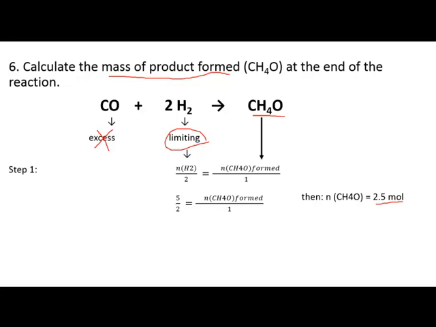So to calculate the mass, we find the molar mass of CH4O. Then we apply the relation mass equals n times molar mass. So we have a mass of 80 gram. So you apply this following relation. For the example you have solved before, correct parts 3 and 4 according to what I have explained in this video. Thank you.